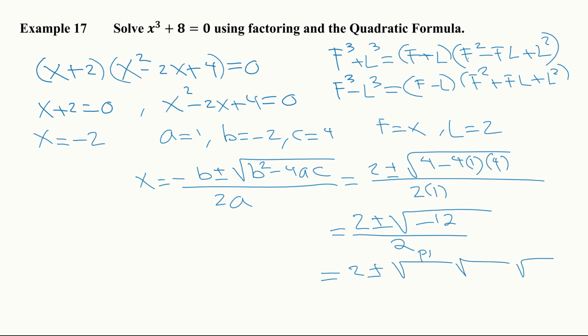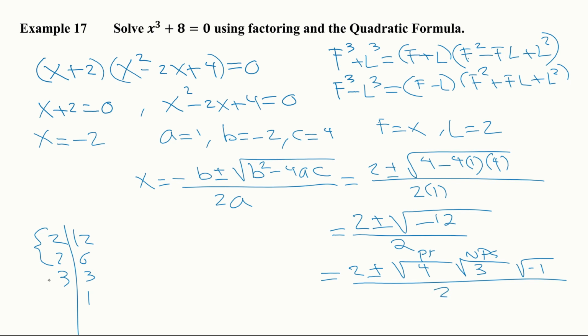So that's 2 plus or minus, let's break square root of -12 up into 3 parts: the perfect square part, the non-perfect square part, and the -1, right? So the perfect square part is 4, the non-perfect square part is 3. If you break it up quickly, you'll see 2 gives you 6, 2 gives you 3, 3 gives you 1. There's the perfect square part, and there is the non-perfect square part. And then the whole thing over 2. So you end up with 2 plus or minus 2 radical 3i over 2. Now, if you break it up, you get 2 over 2 plus or minus 2 radical 3 over 2i. Of course, these 2's cancel out, so do those 2's.